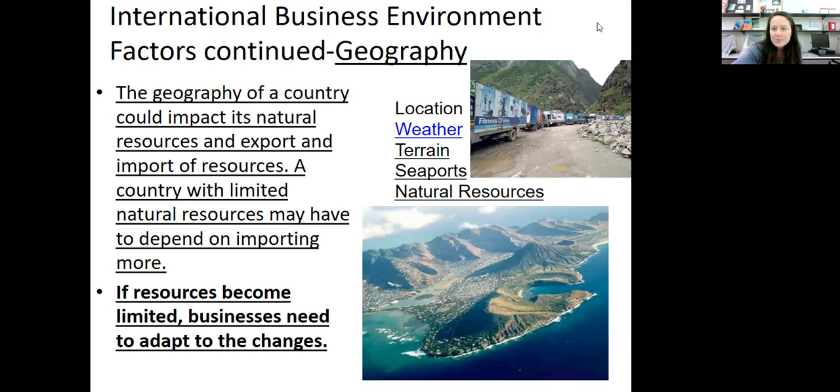Terrain, as you can see in this picture right here, this is pretty rocky. So this terrain would be harder to cross through than like a highway like 64. If a country has access to the sea for cargo ships to come in, like Japan, it's very easy to ship and receive goods from Japan by cargo boat. And then if a country has great natural resources like bananas and fruits and vegetables and cotton, corn.